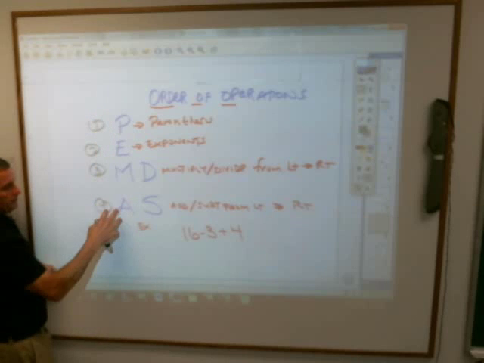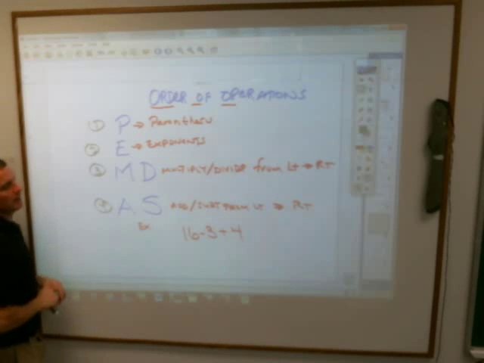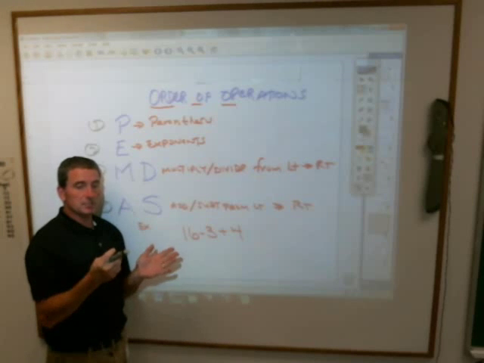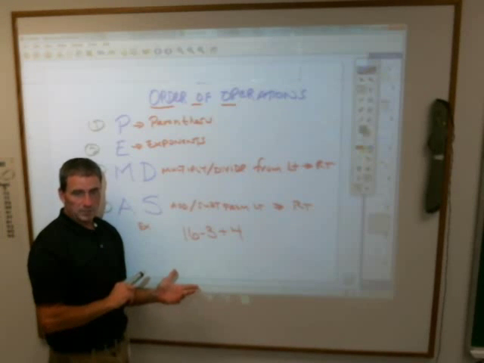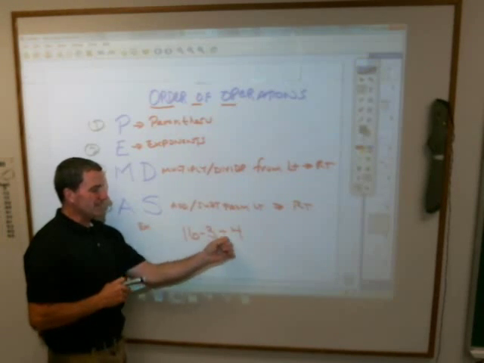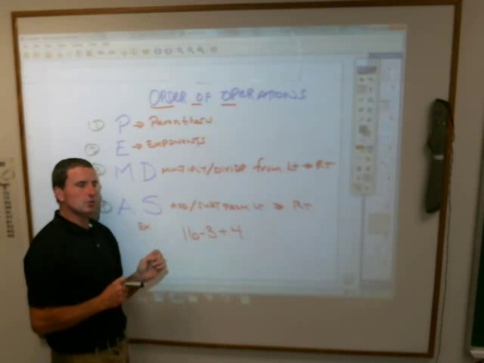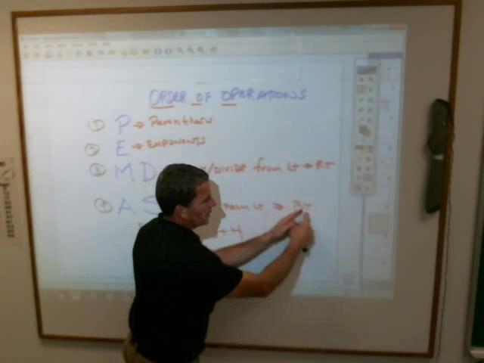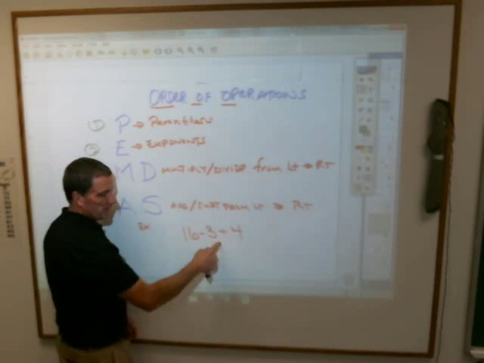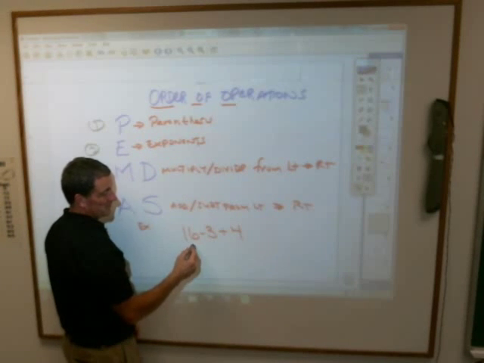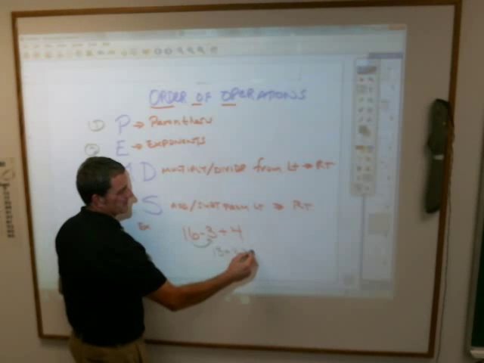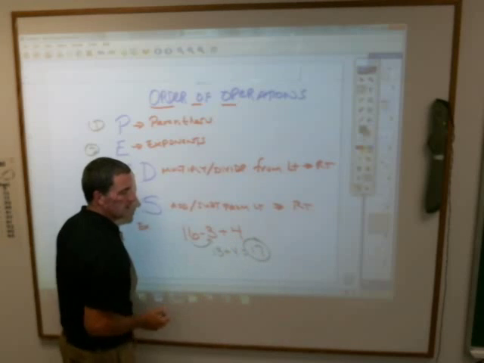Well, there was none of this stuff, so we got to the adding and subtracting. Adding and subtracting fall on the same level. You don't do addition before subtraction or subtraction before addition. When you're given both, you have to do it like you read it. You start at the left and work your problem to the right. So this problem would have to be done 16 minus 3 first, and then 13 plus 4 is 17. That would be the right answer.